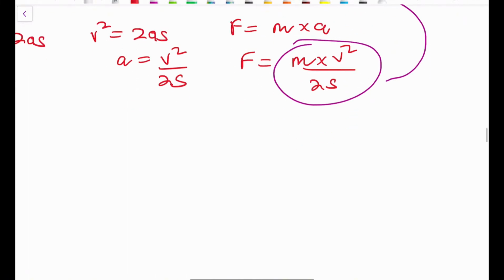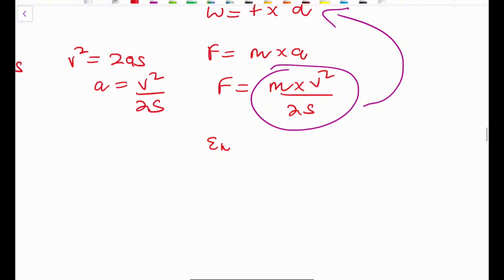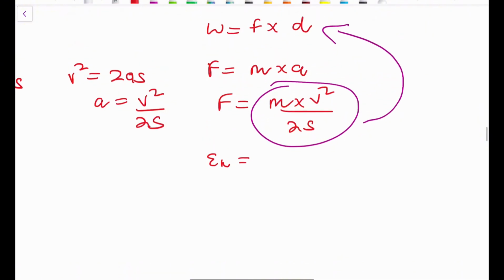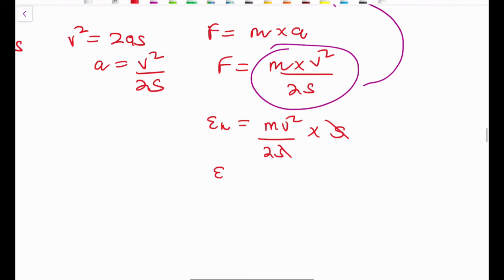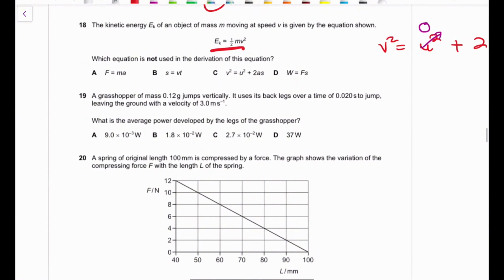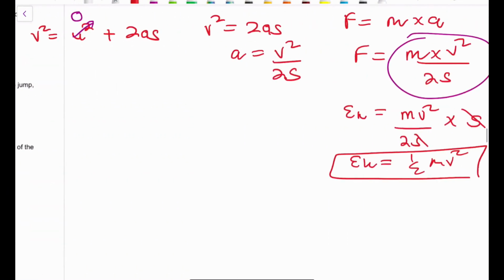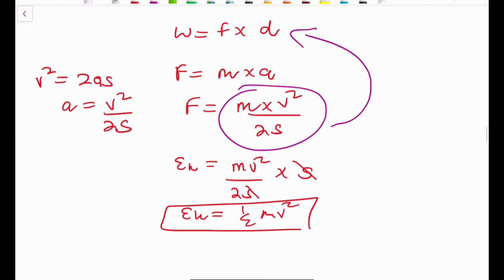Right, so our work done, which will be our kinetic energy, is going to be F, which is now mv squared divided by 2s, multiplied by the value of s, which is your value of d. These two cancel out, so your Ek is going to be half mv squared. We've literally derived that formula. Did we use F equals ma? We did. Where? Here, where we used this particular equation.